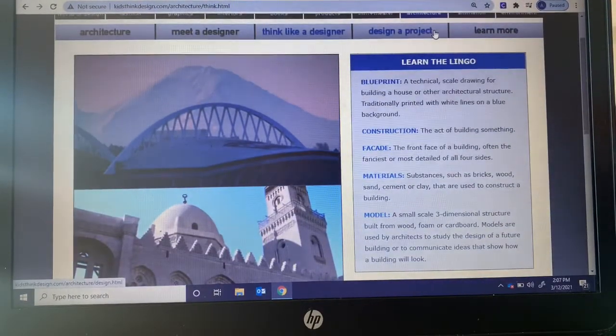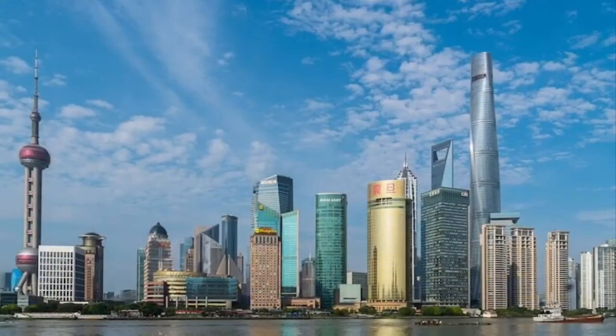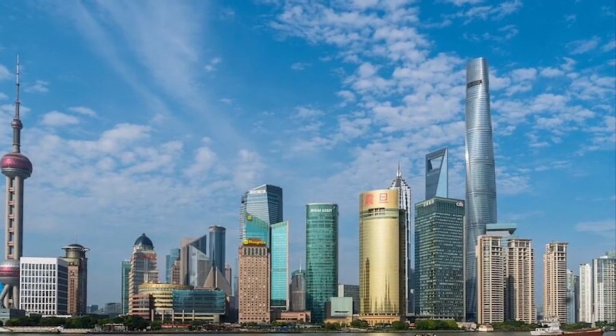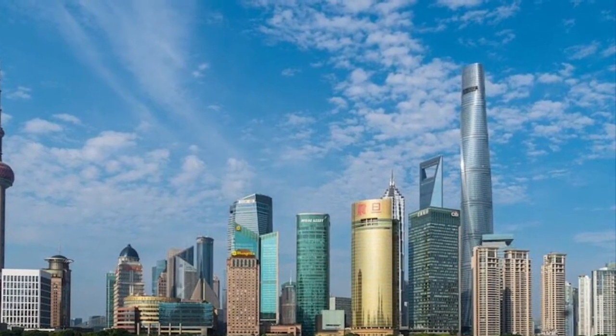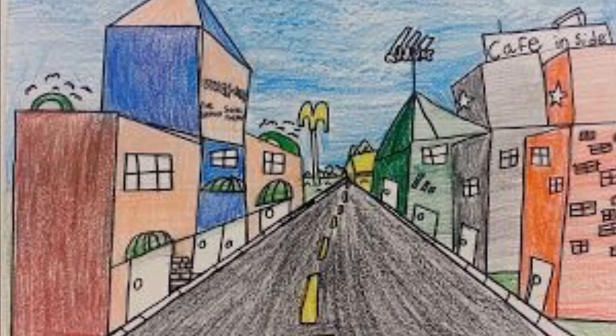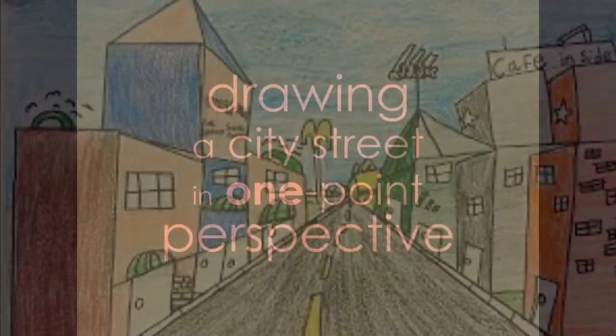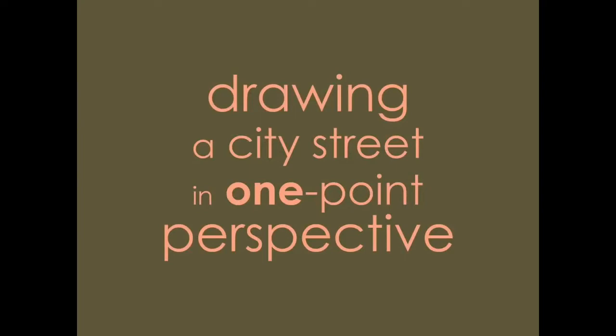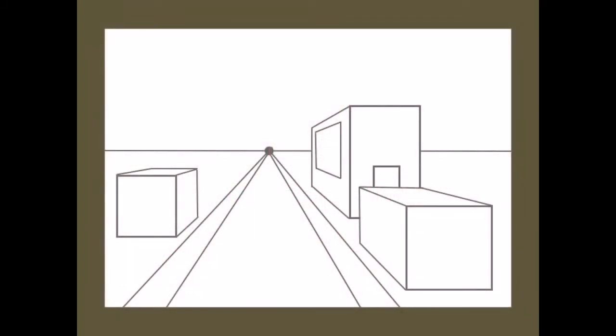Now it's time to design a project. Let's get started with our two options. Option 1 is designing a skyscraper on the digital art tool Icograms, and option 2 is drawing in 1-point perspective on paper. Following this tutorial. This tutorial will show you how to draw a city street in 1-point perspective. Your end result will look something like this. You'll draw a few simple buildings next to a road leading off into the distance toward one vanishing point.